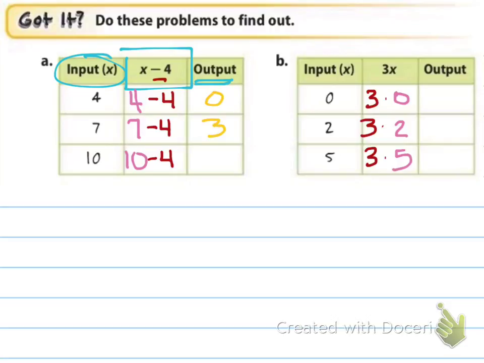Okay. So for A, we've got 4 minus 4, which is 0, 7 minus 4, which is 3, and 10 minus 4, which is 6. And for B, we have 3 times 0, which is 0, 3 times 2, which is 6, and 3 times 5, which is 15. And so there are our answers. It's just that easy.